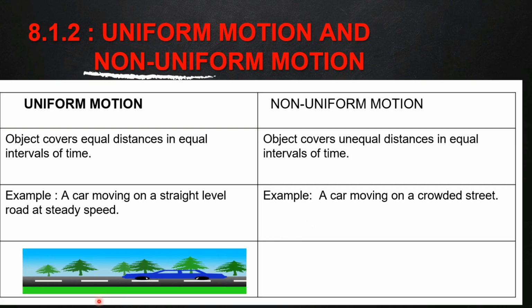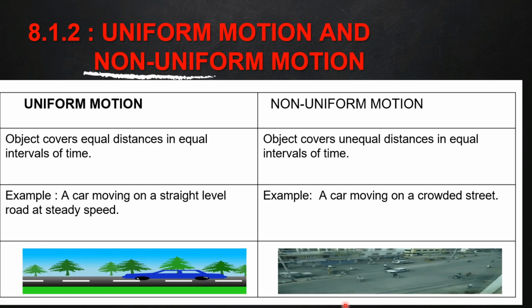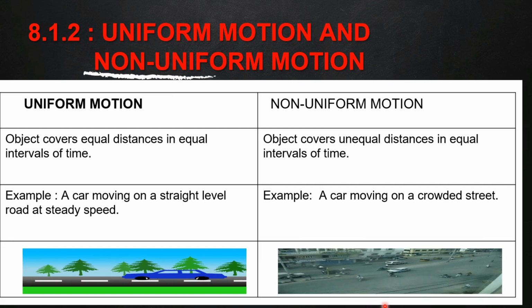See here the example given for uniform motion. The car is moving with a steady speed. The road is also straight level. Here the car is moving on a crowded street. So the speed is changing.